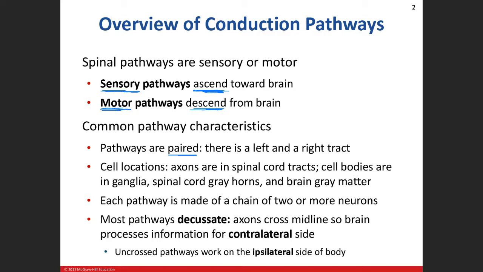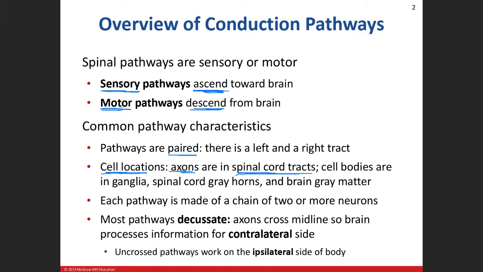Second, the cell location. This is very, very important. When I talk about these pathways or these tracts, remember the definition of a tract? A tract is a myelinated axon. Actually, I should be more specific. It's a bundle of myelinated axons in the central nervous system, which includes the brain and the spinal cord. So when we're talking about these spinal cord tracts, we're talking about myelinated axons.